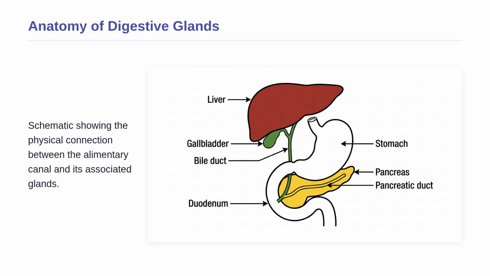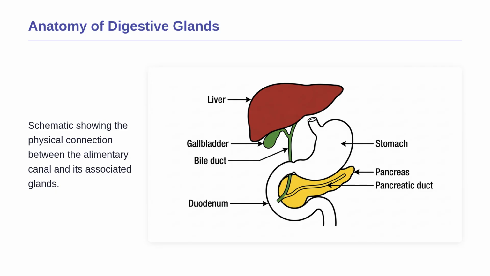Now that we have calculated their incredible output, let us look at how these glands are physically arranged. In this schematic diagram, you can see the central alimentary canal, specifically the stomach leading into the duodenum. Notice the massive liver positioned just above, colored in dark red. Tucked beneath the liver is the green gallbladder, which stores the bile.